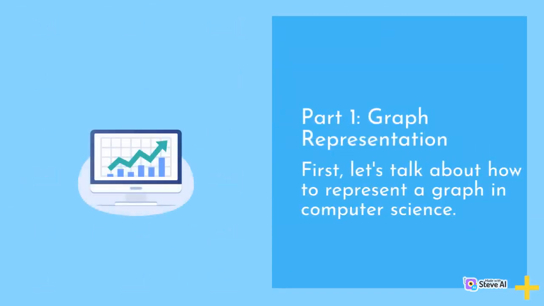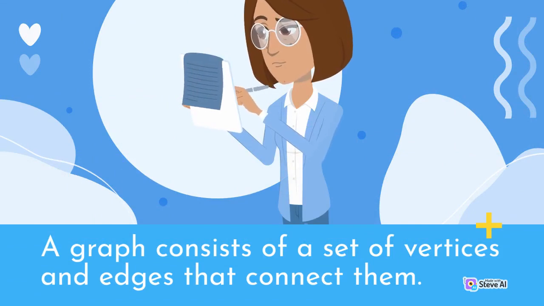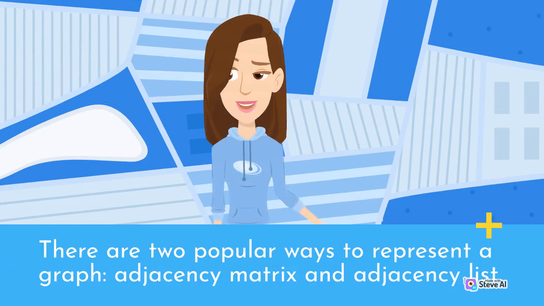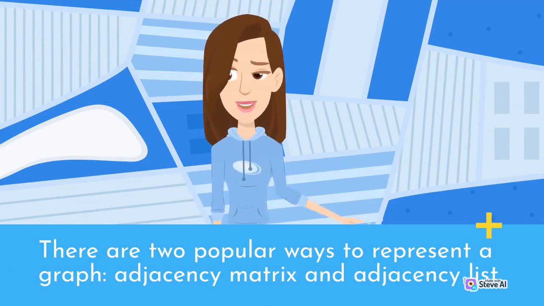Part 1. Graph representation. First, let's talk about how to represent a graph in computer science. A graph consists of a set of vertices and edges that connect them. There are two popular ways to represent a graph: adjacency matrix and adjacency list.